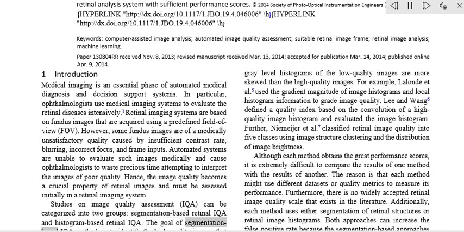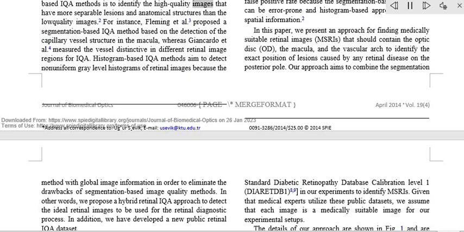The goal of segmentation-based IQA methods is to identify the high-quality images that have more separable lesions and anatomical structures than the low-quality images. For instance, Fleming et al. proposed a segmentation-based IQA method based on the detection of the capillary vessel structure in the macula, whereas Giancarlo et al. measured the vessel distinctiveness in different retinal image regions for IQA.